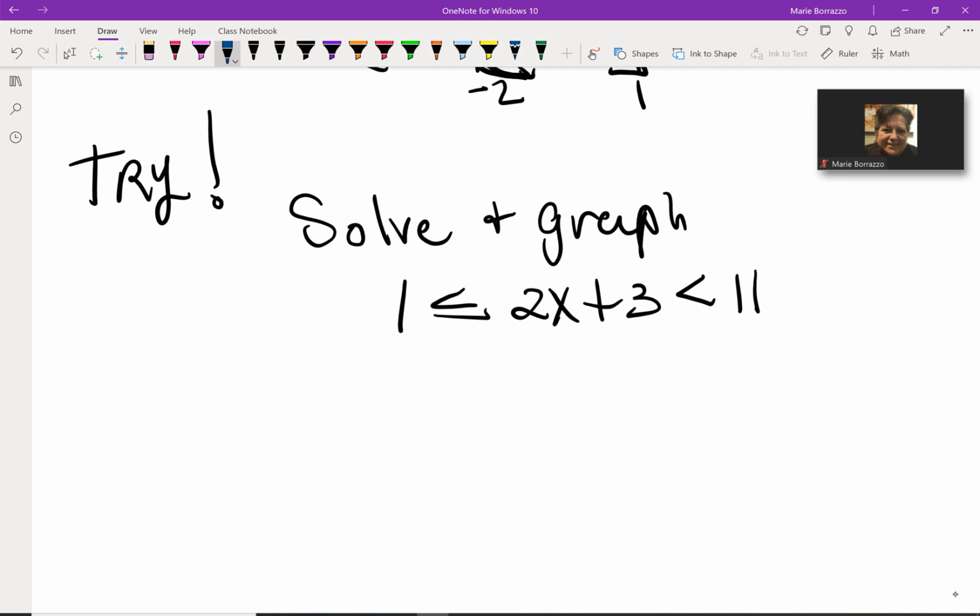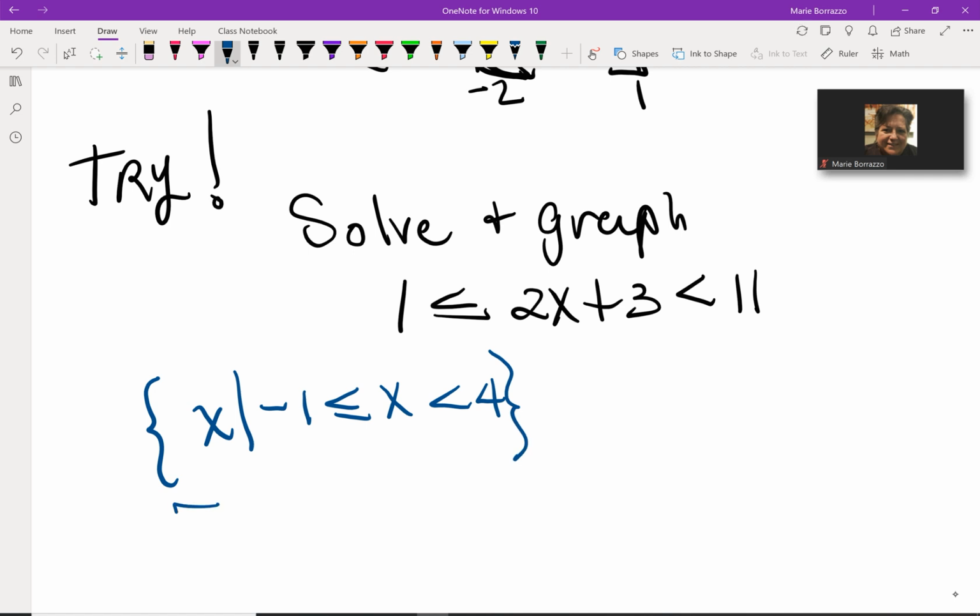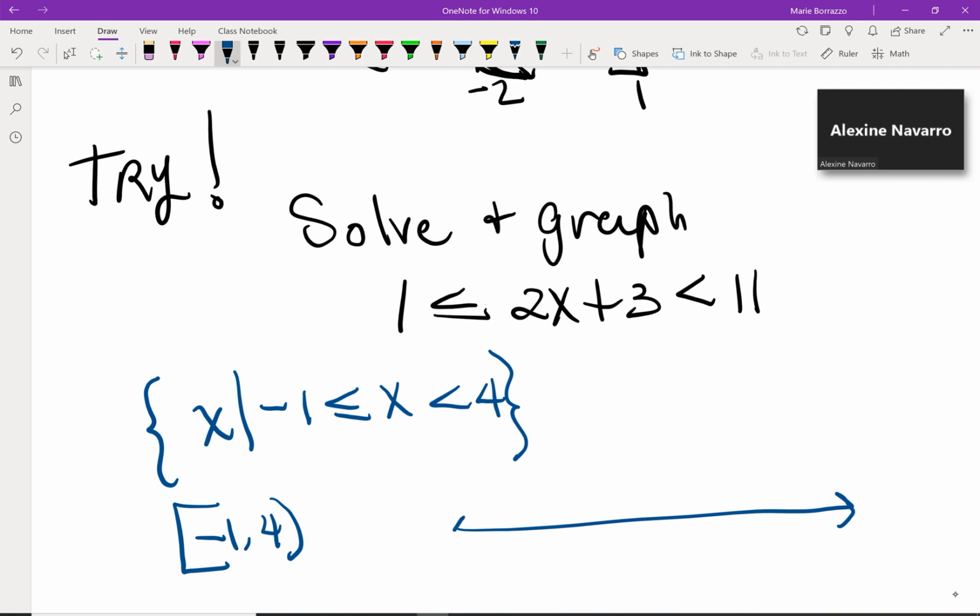The solution for this one should be in set builder notation, where x is in a set of values where x is greater than or equal to -1 but less than 4. In interval notation, we're going to write where this is -1, 4 with a parenthesis. So if you draw the number line again, just think of x as the numbers that are in between these.